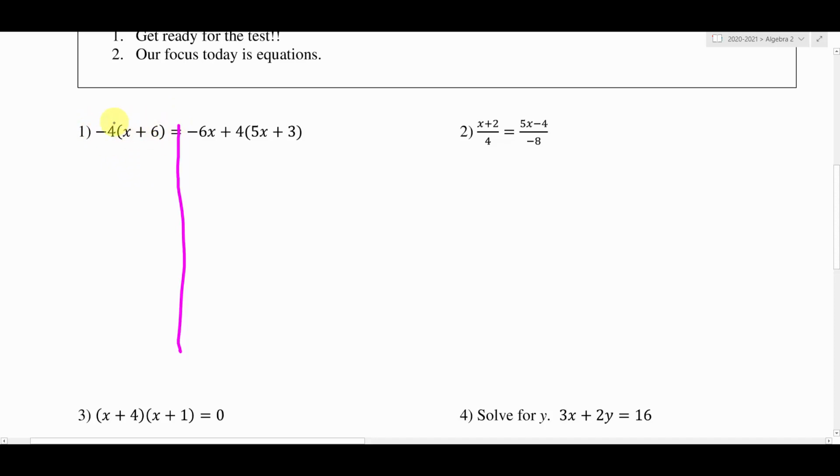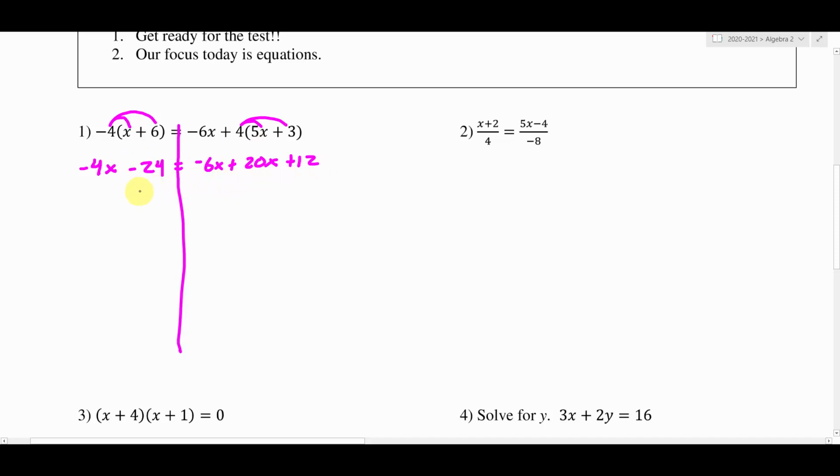So here on the left-hand side, we have some parentheses, so I'm going to get rid of that by using the distributive property here. So I'm going to take everything inside of the parentheses and multiply by -4. So this will be -4x, and then -4 times 6 is -24. All right, so on the right-hand side, we've got a -6x plus, and then here we see that parentheses situation again, so I'm going to do the same thing here. I'm going to use the distributive property, and I'm going to multiply each thing inside of the parentheses by 4. So 4 times 5x is 20x, and 4 times 3 is 12. All right, so there we go. Now the parentheses are cleared out.